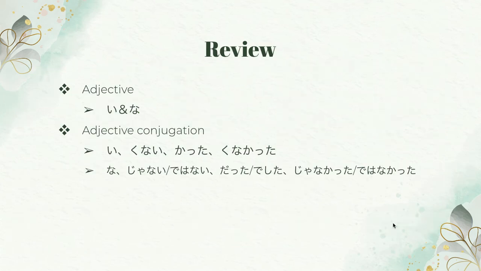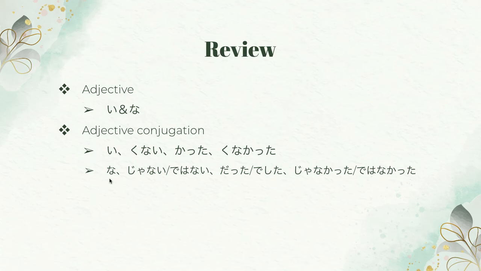So let's review what we've learned today. Today we learned about adjectives in Japanese, and there are two patterns, which are i adjectives and na adjectives. Following the adjectives, we learned about adjective conjugation. For i adjective conjugation, if it's present, i. If it's present negative, kunai. If it's past, you would add katta. If it's past negative, you would add kunakatta.